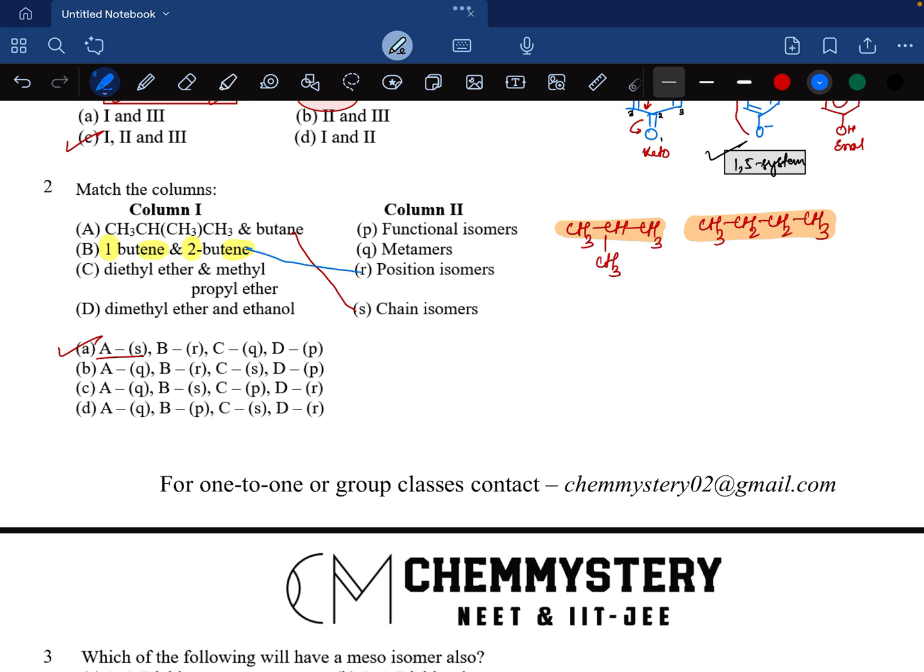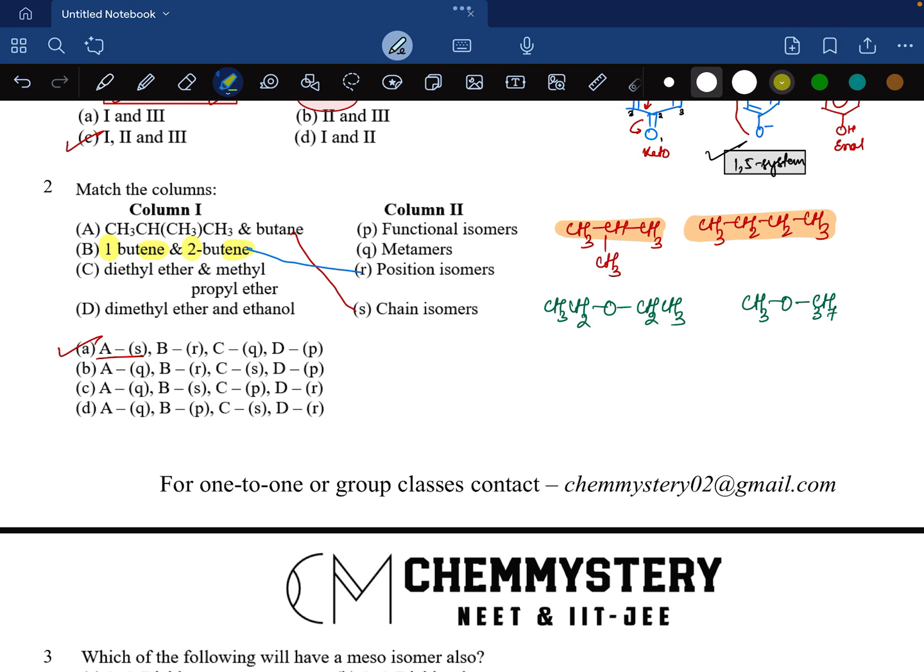Third one, what is there in the third one? Diethyl ether. Ethyl group CH3, CH2, O, another ethyl, diethyl, so CH2 and CH3. This is diethyl ether. What is the next one? Methyl propyl ether. There is a methyl group and there is a propyl group. What is propyl group? C3H7.